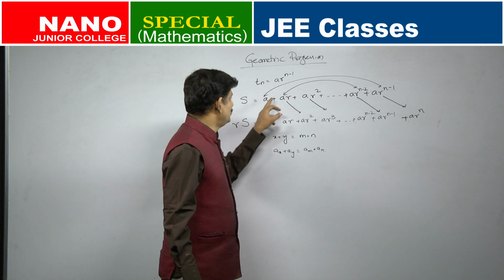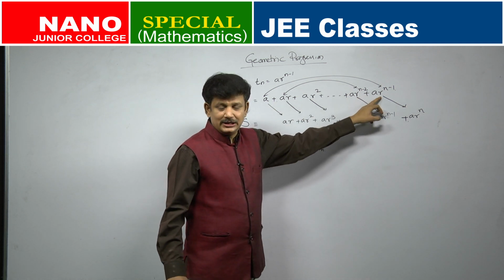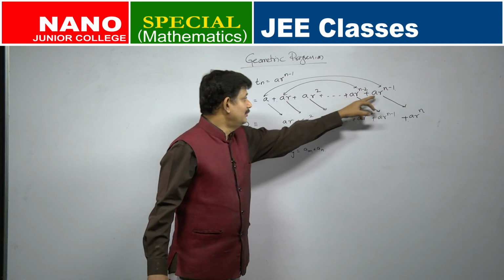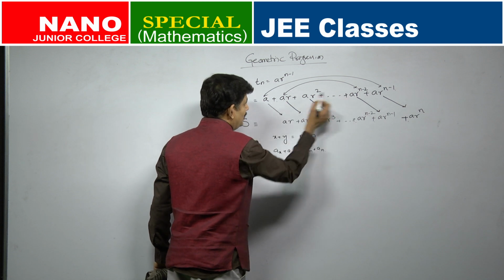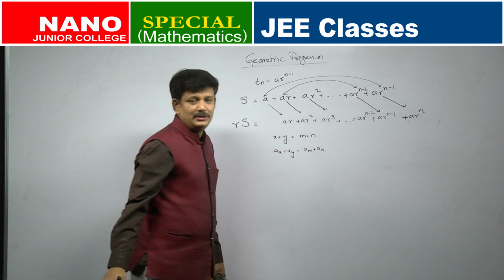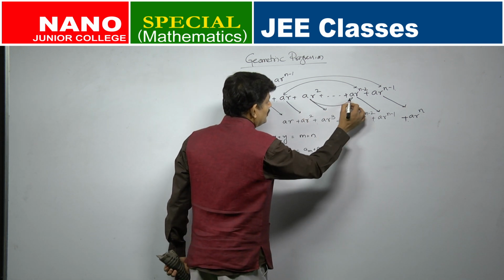What is product of these two numbers? A square r power n minus 1. And what is product of these two numbers? A into a, again a square, r into r power n minus 2 will be r power n minus 1. Similarly, if I look at product of these two numbers, what will it be?